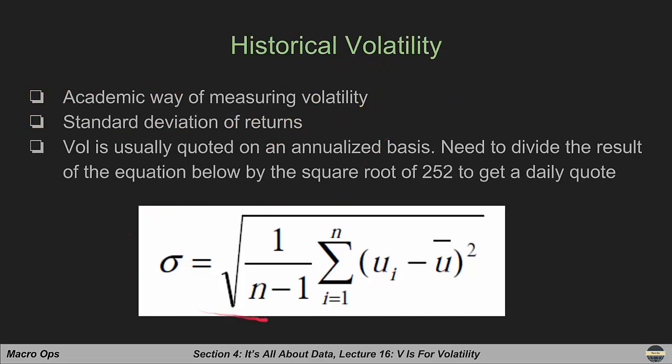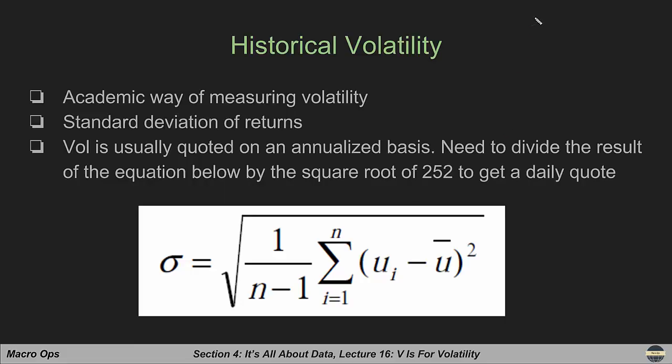So this is historical volatility. It is the standard deviation of returns. You can see here's the equation for it. And a quick caveat, vol is usually quoted on an annualized basis. So when you see volatility, you usually have to divide it by the square root of 252 to get a daily quote.